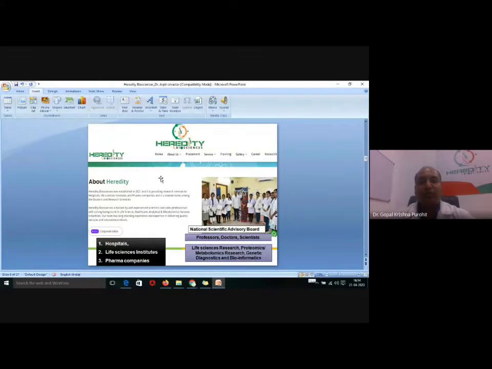So we have a strong team equipped with a National Scientific Advisory Board, and national skilled professionals like professors, doctors and scientists in the fields of life sciences research, proteomics research, metabolomic research, genetic diagnosis and bioinformatics also. We aim at delivering high quality services and cost effective solutions using technology and support for life sciences, research, clinical sectors and industry in India and abroad also.